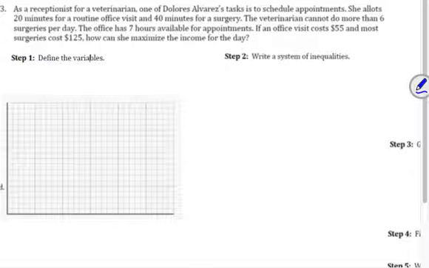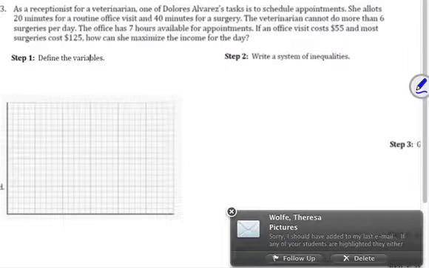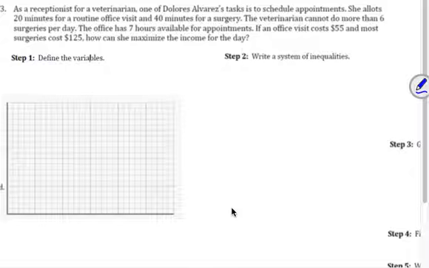A receptionist for a veterinarian. One of Dolores Alvarez's tasks is to schedule appointments. She allots 20 minutes for a routine office visit and 40 minutes for a surgery. We're going to use that in a minute.